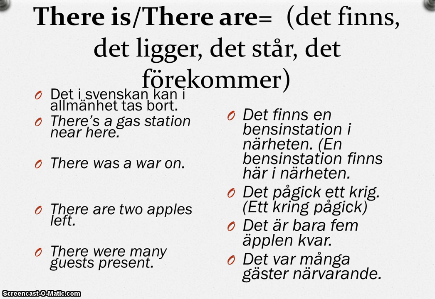You use this and there are if you want to talk about location. In Swedish, you usually can remove the word for it. There is a gas station near here, or there was a war on. There are 2 apples left, or there were many guests present.